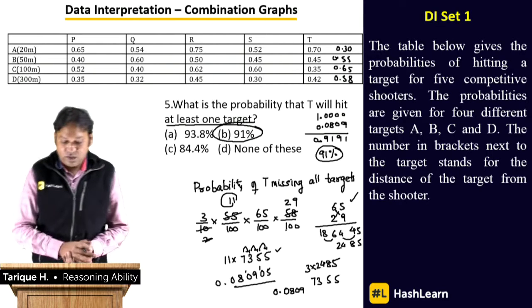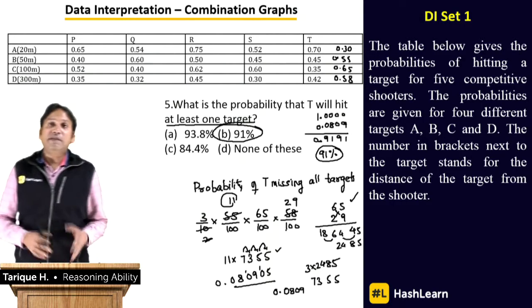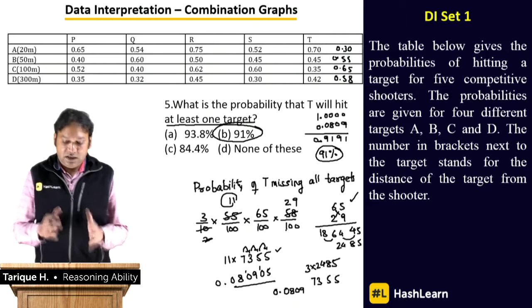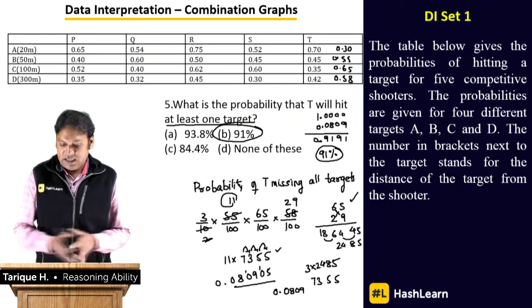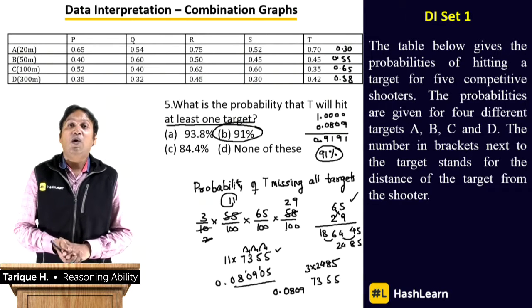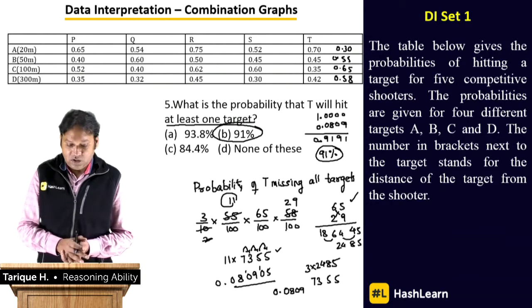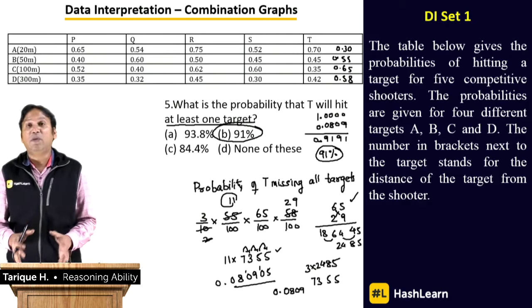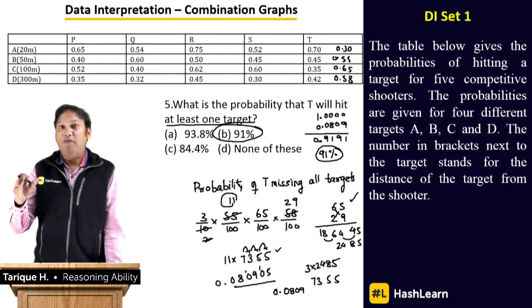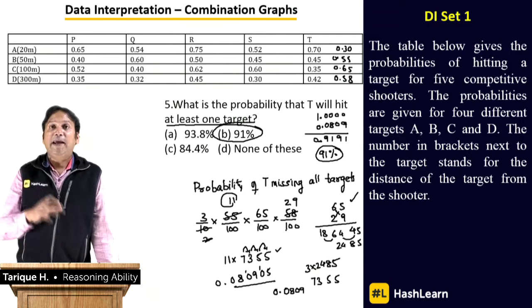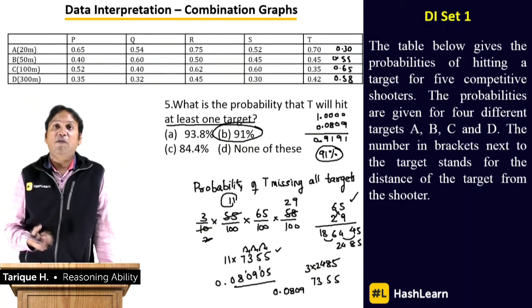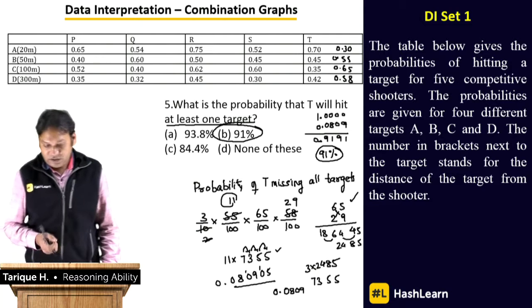The correct answer for this question is 91%. That means there is a 91% chance that T will hit at least one target, and around a 9% chance that T will miss all the targets. So that's how you solve such questions. A very different, unique question on data interpretation. If you go through all the previous question papers, you will not come across this. So this is something that can come, a new way of looking at a data interpretation question in the examination.